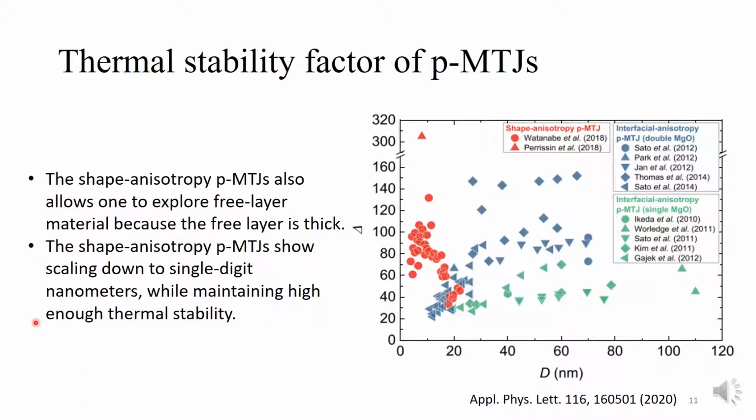All types of MTJ are included in this figure. And for the shape anisotropy MTJ, the magnetic layer can be explored, not limited to cobalt iron boron, because the shape anisotropy determines the perpendicular magnetization, not the interface of cobalt iron boron and MgO. And the shape anisotropy MTJ shows scaling down to single-digit nanometers, and it still has high enough thermal stability.